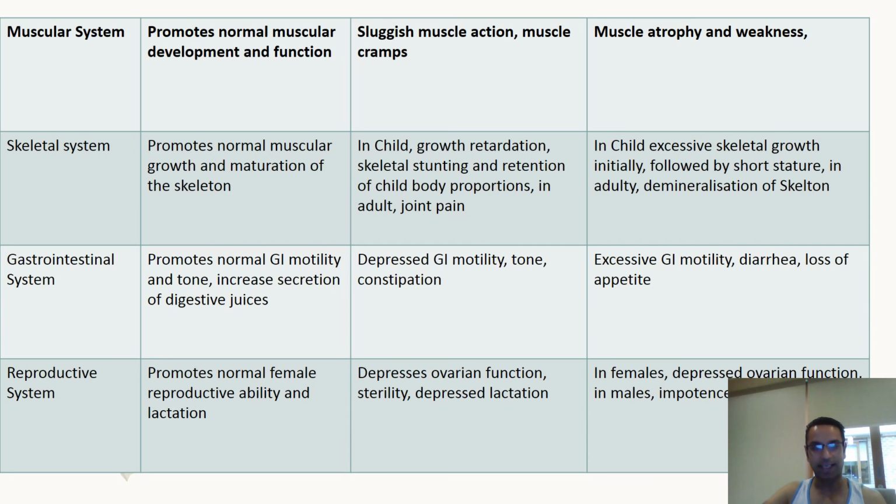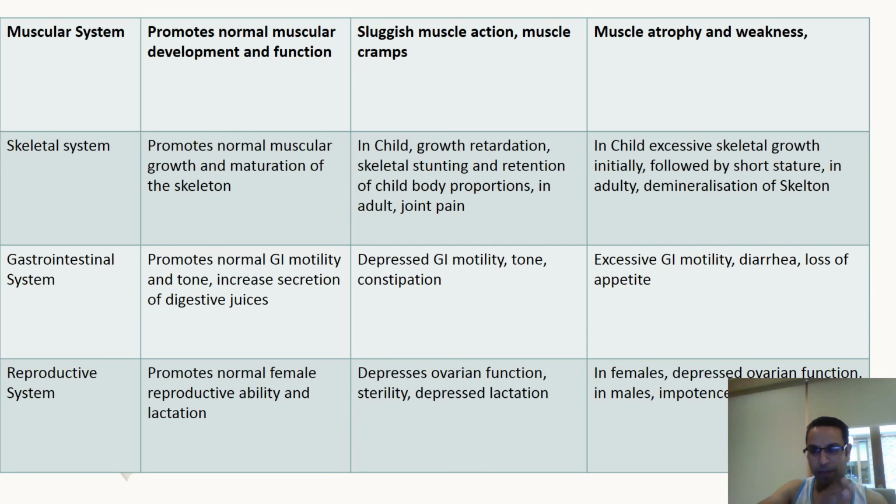The next one is the gastrointestinal system. It promotes normal gastrointestinal motility and tone, and increases the secretion of digestive juices. Who would think that the thyroid affects so many things? I never knew that much until I read about how thyroid hormones play on so many different systems in the body. And we have 11 systems in the body.